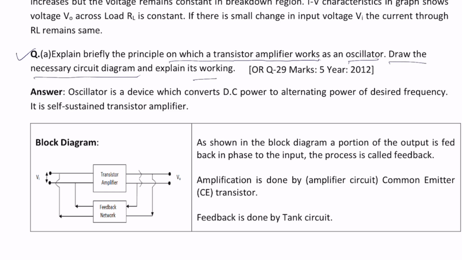So we will explain now how a transistor works. Transistors can be NPN or PNP. So how does a transistor work as an amplifier, and this is the work of an oscillator. Now draw the necessary circuit diagram and explain its working. Okay, now let's understand this.